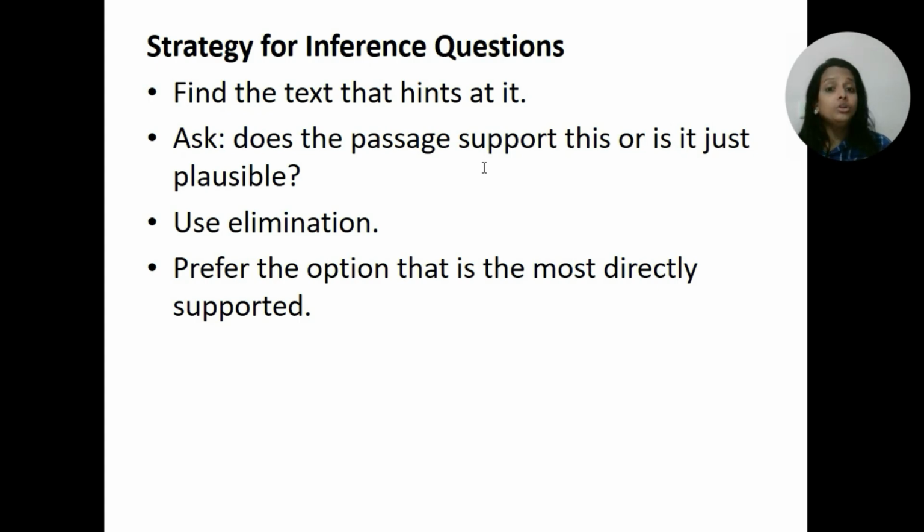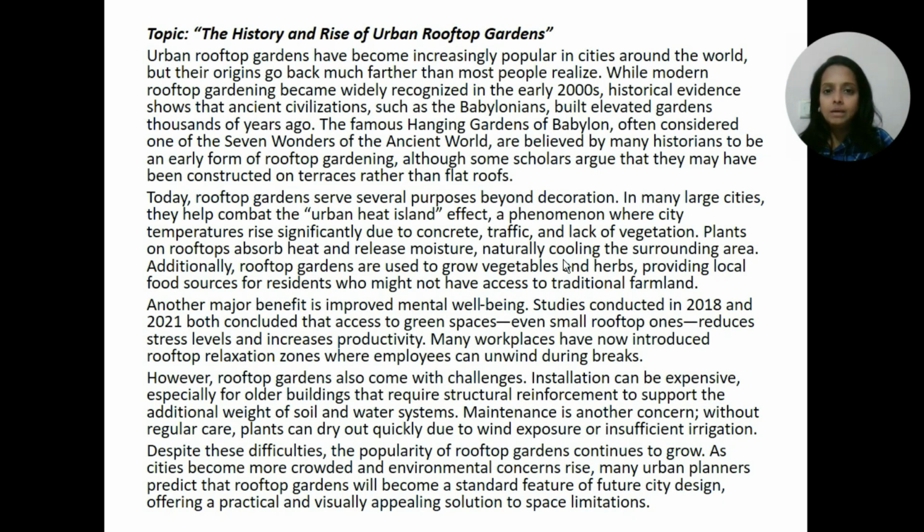Phrase it like, because the passage says A and B, we can conclude C. If you can't make that sentence, don't pick it. Okay? Now, here is an example.